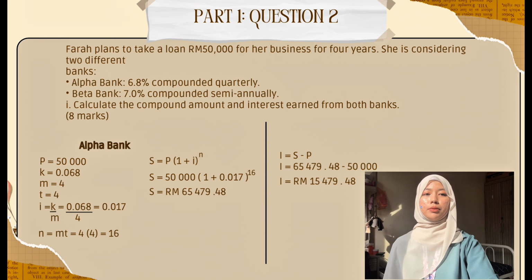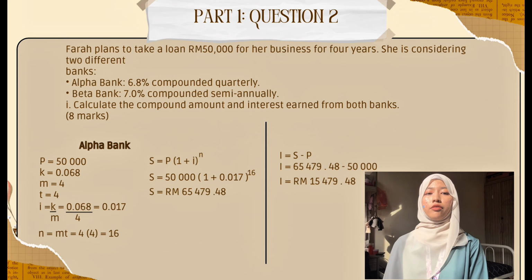For Alpha Bank, the principal amount is 50,000 ringgit. The annual interest rate is 6.8%. It is compounded quarterly. To find the per period interest rate, I use the formula i equals k by m equals 0.068 by 4 equals 0.017. Next, I calculate the number of compounding periods. The formula is n equals m multiply t equals 4 multiply 4 equals 16.